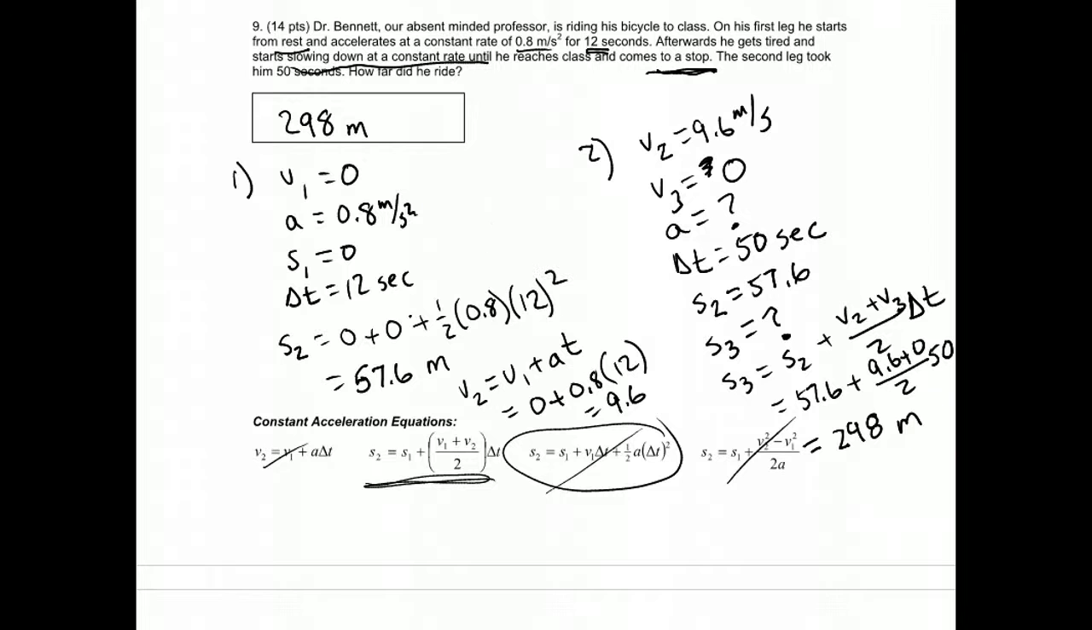A common mistake on this problem was to add this first part back into the 298. That's sort of double counting it because we've already included it right there. Alright, so we don't want to do that. The 298 is the total distance from the origin because we worked it in 2 parts, and our initial position of the second part was the 57.6.